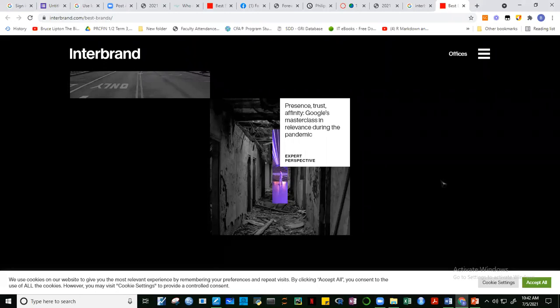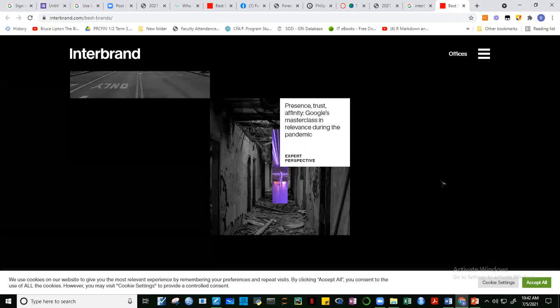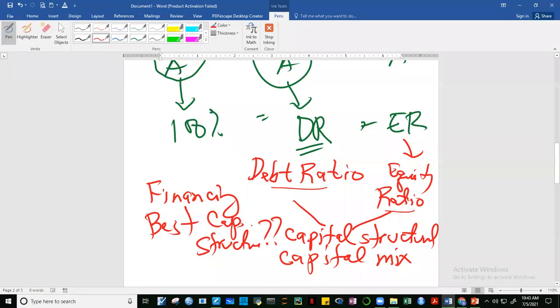May I request you guys to chat here bawat isa sa inyo. Gusto ko lang makita kung ano yung sentiment nyo, no? Individually, what do you think is the best capital structure for a company? Can you chat it guys, please? Dito sa chat box natin. Everyone, please. Kasi pinag-uusapan natin yung capital structure, no? Ang tanong natin, ano kaya yung debt ratio?